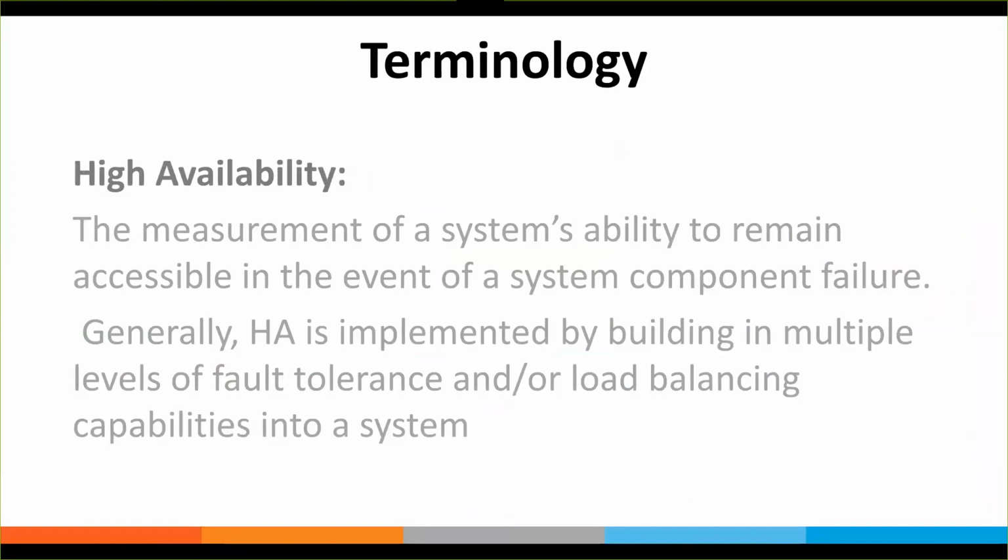High availability, in its simplest sense, is your system's ability to stay up even if something goes wrong. Generally speaking, that's accomplished by having fault tolerance and/or load balancing. And we're going to talk about both of those this morning.